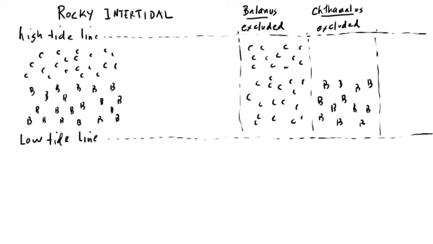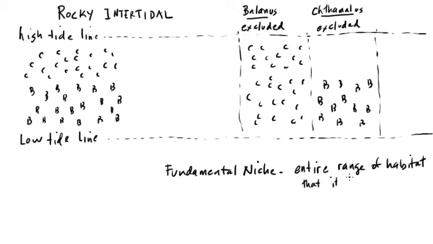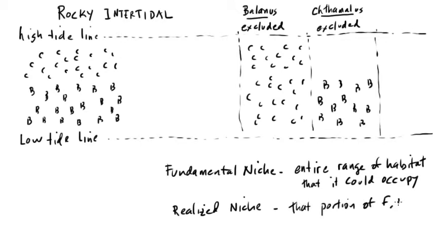Take some time to process this result, specifically how it both validates the principle of competitive exclusion, while it also offers another mitigating factor that allows for the continued coexistence of Chthamalus and Balanus. Let's start with some basic terminology that always tags along with this narrative. An organism's fundamental niche is the entire range of habitat that it could occupy, whereas its realized niche is that portion of the fundamental niche that it actually does occupy in nature.